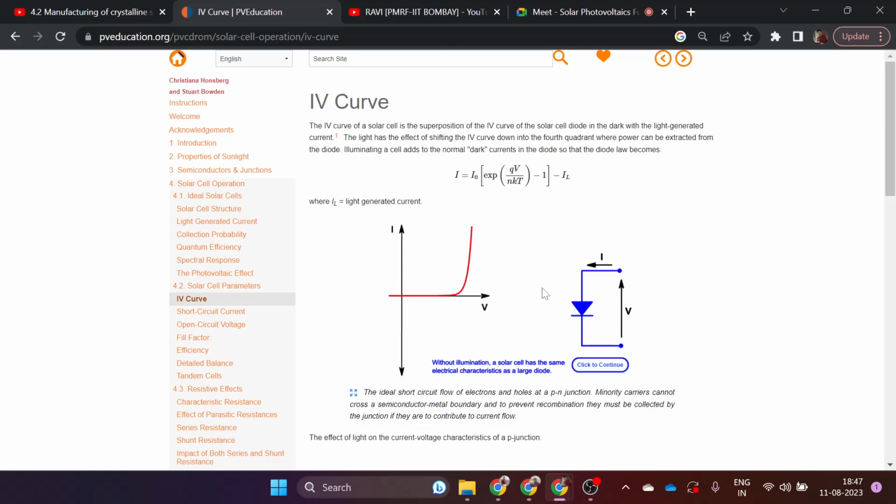Now we will click, then there will be some illumination of light. So there is some illumination of light, and some current is generated. So this is the light generated current. This curve is being shifted downwards. I'll click once again. The intensity of this light will increase, and this will go down further. And for simplicity, we just reverse it. So this is the IV characteristics of a solar cell.